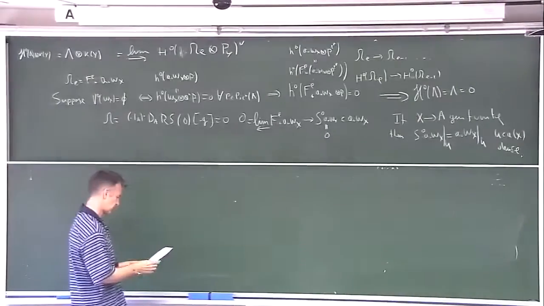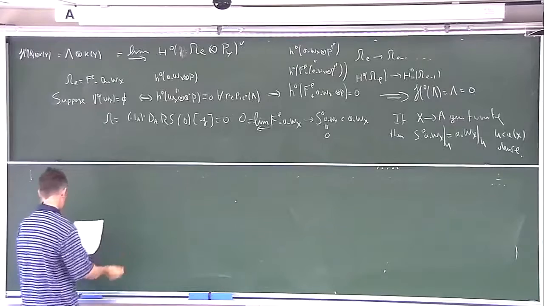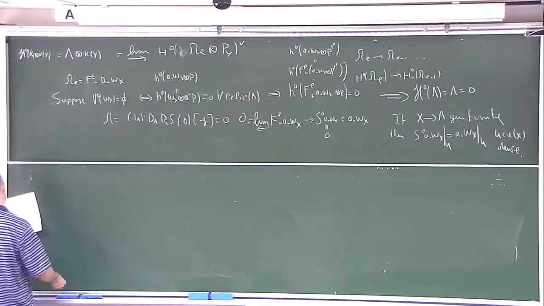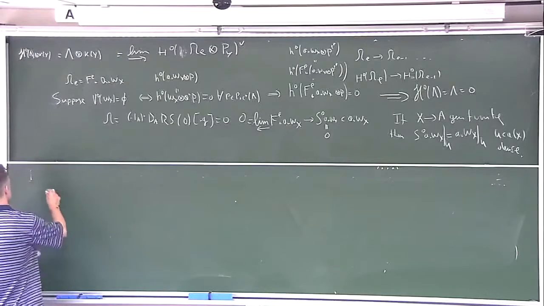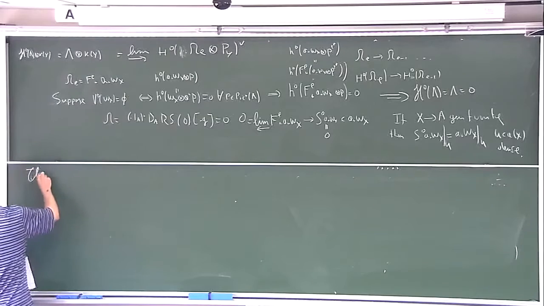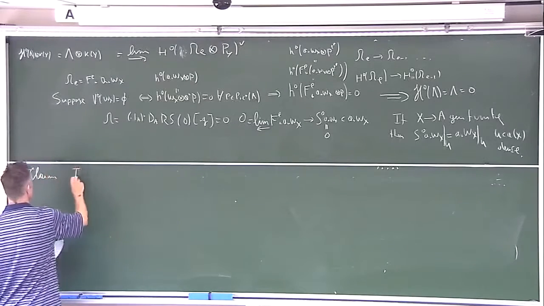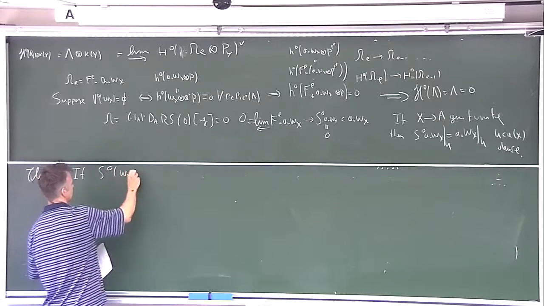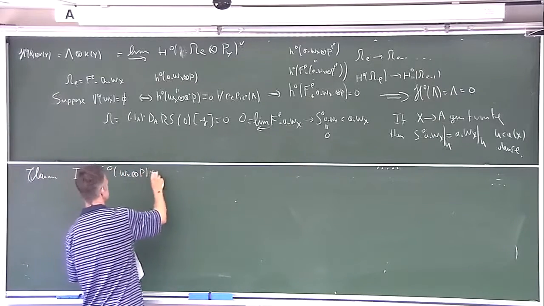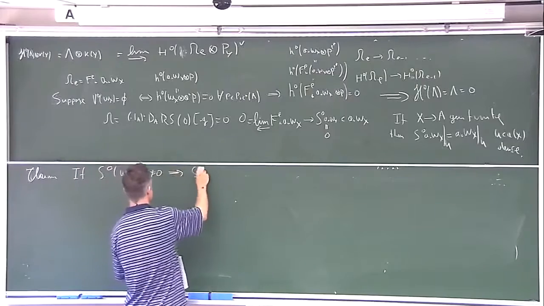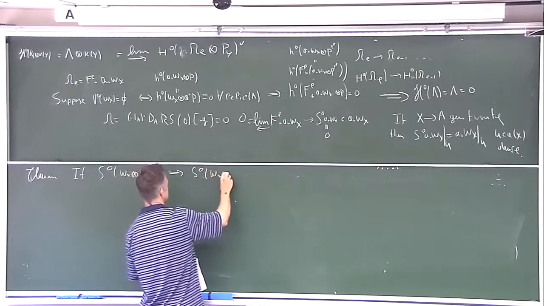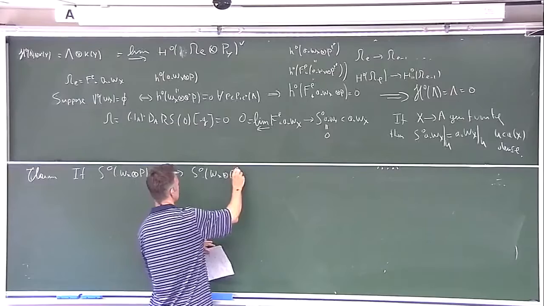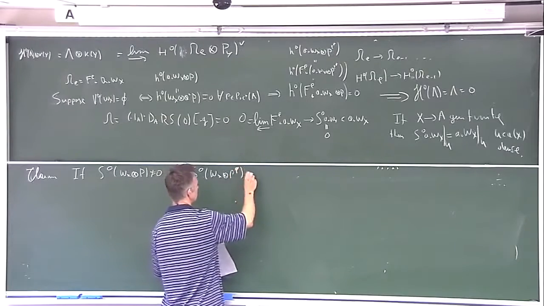Okay, so what did I want to say? I wanted to say the following. My claim is: if S0 of omega X tensor P is non-zero, then S0 of omega X tensor P to the p^e is non-zero.